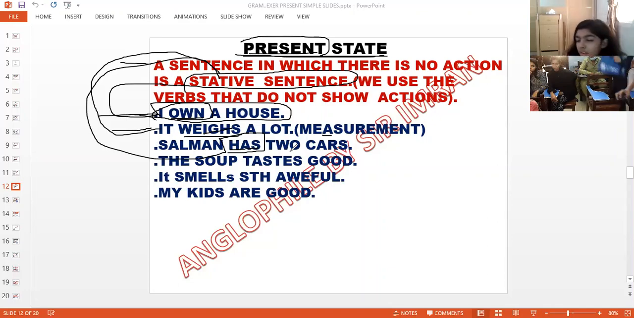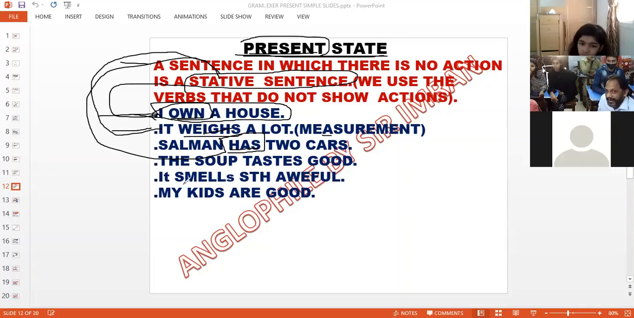So he, she, it has. Salman has, Furqan has, Farida has, Farhana has. Present has first form नहीं है. Have has first form. Have has their first form verb. I have a car. I had a car. So using first form verb. It smells awful. It smells something awful.